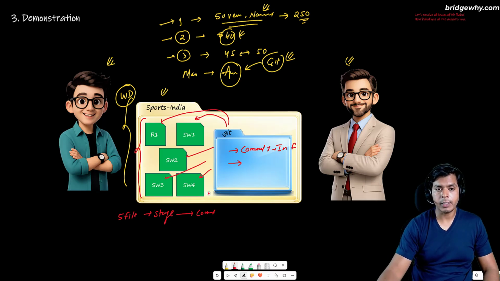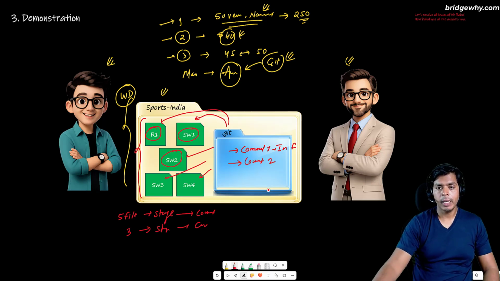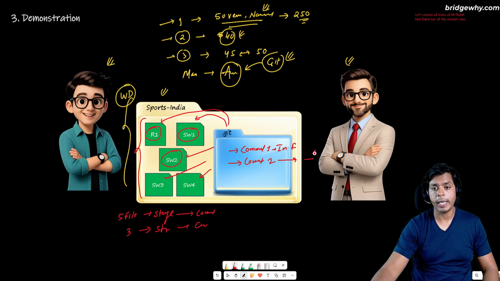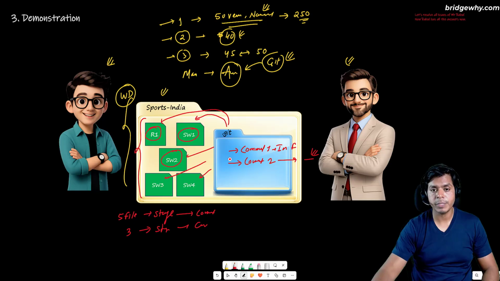In the second commit, it is not necessary that I make changes in every file. Maybe I'm going to make changes in R1, switch 1 and switch 2. In the second commit, I will send only 3 files to the stage and do the commit. And that is going to be my commit number 2. If my manager comes and asks, what did you do in commit number 2? I can literally tell him exactly what I have done. If he asks what is the difference between commit 1 and commit 2, I can tell him.